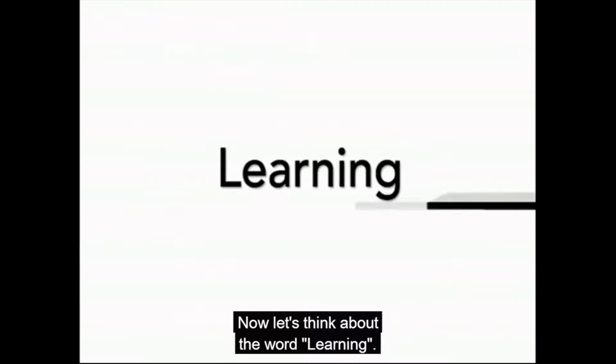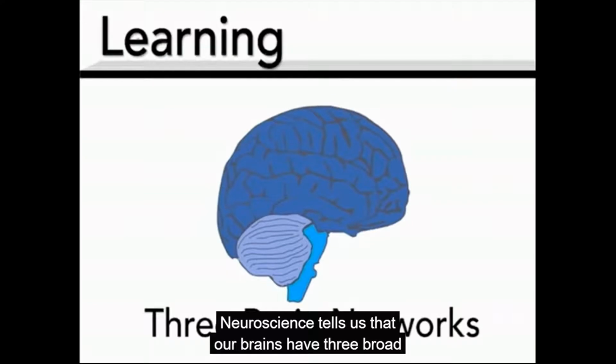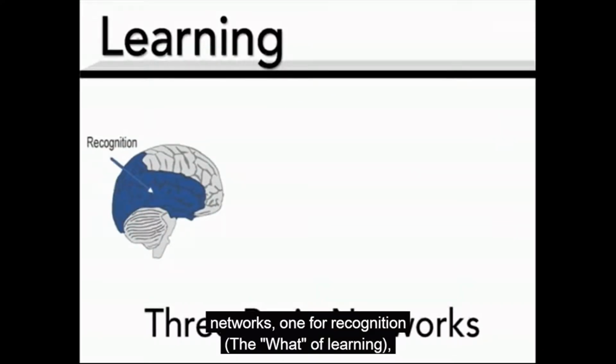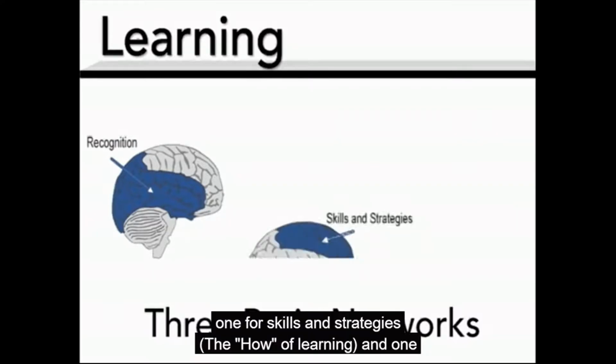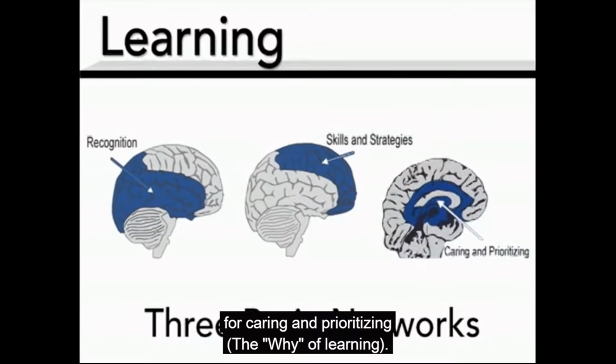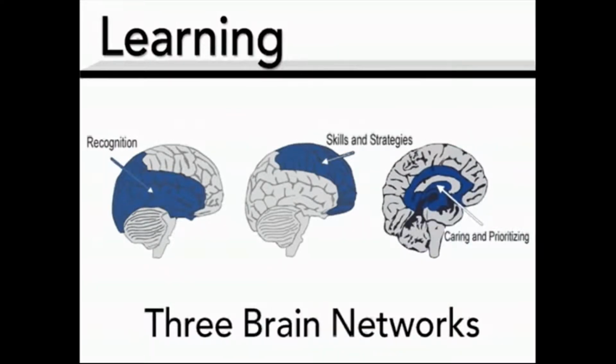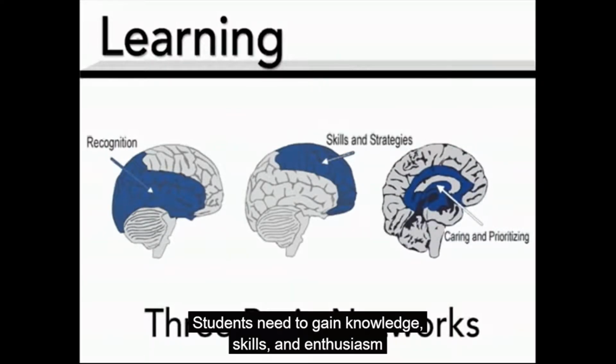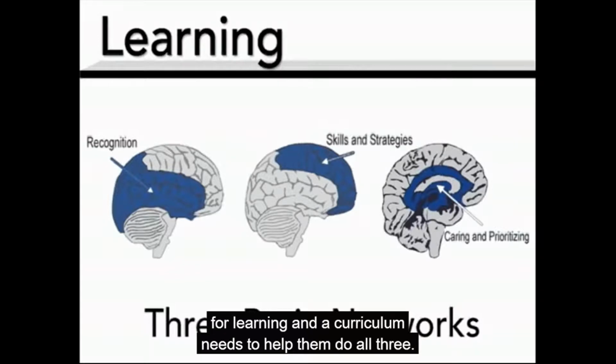Now let's think about the word learning. Learning is not one thing. Neuroscience tells us that our brains have 3 broad networks. One for recognition, the what of learning, one for skills and strategies, the how of learning, and one for caring and prioritizing, the why of learning. Students need to gain knowledge, skills, and enthusiasm for learning, and a curriculum needs to help them do all three.